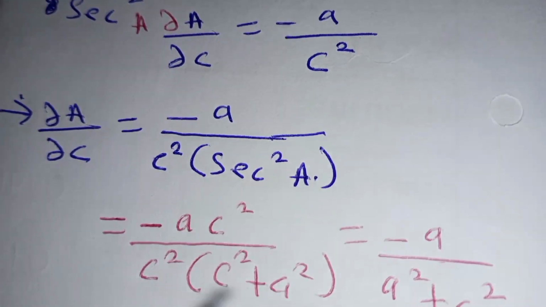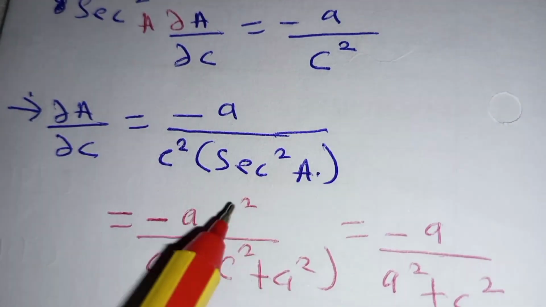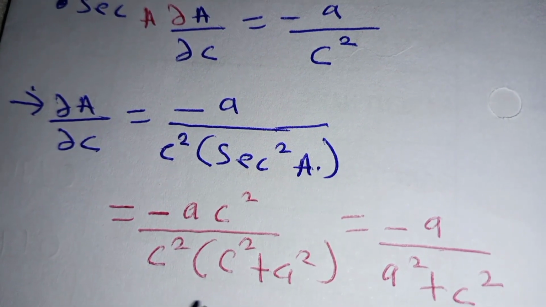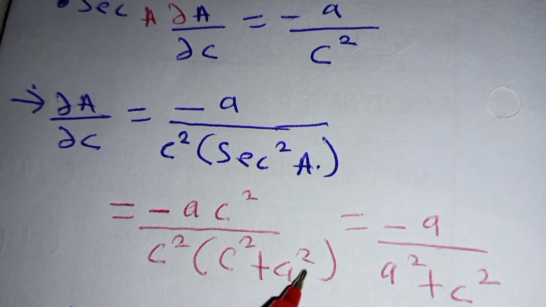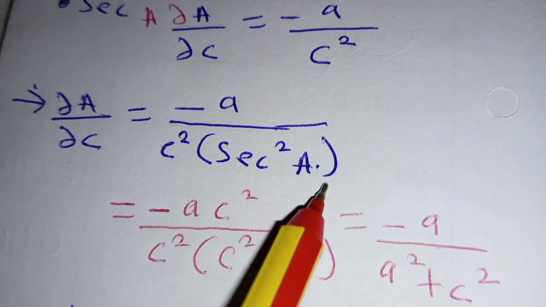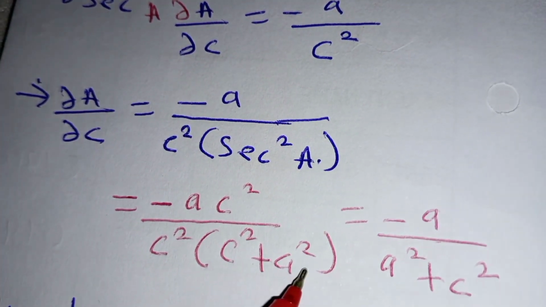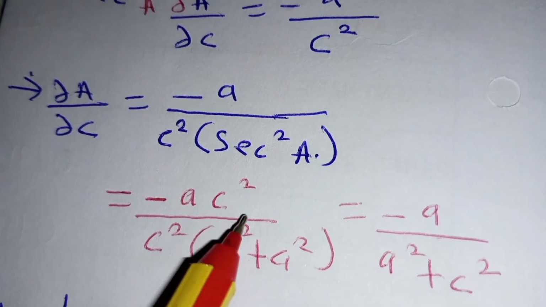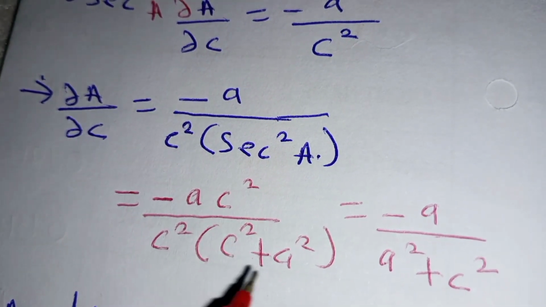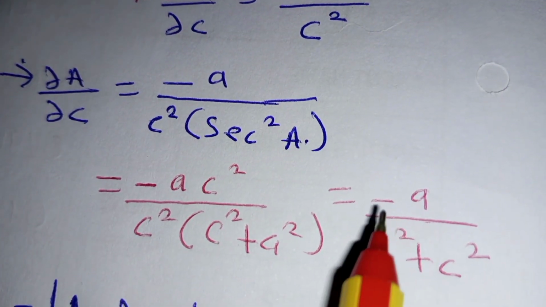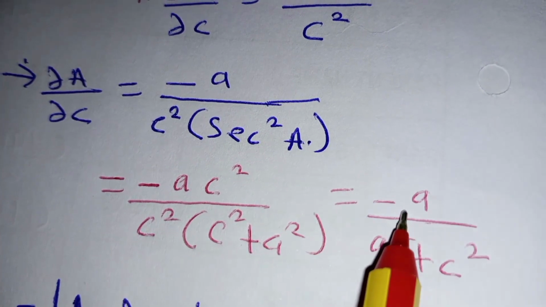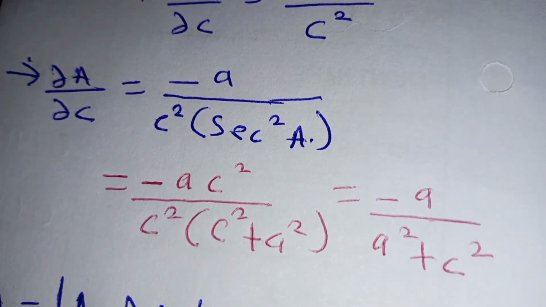Then we substitute sec squared A as 1 plus tan squared A, and tan squared A is the same as a squared over c squared. So when we substitute the value of sec squared A with c squared plus a squared over c squared, because we are dividing, we are going to obtain this. c squared will cancel out, and we are going to be left with minus a divided by a squared plus c squared.